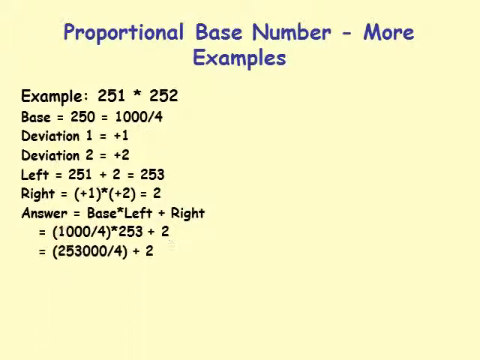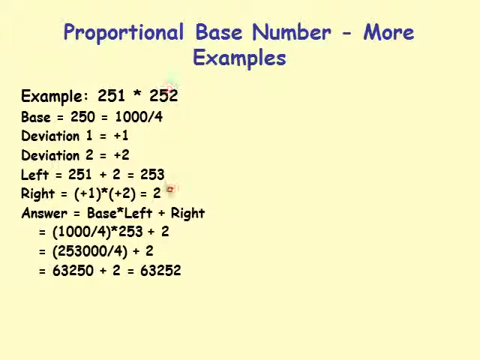This is the base here. So that is 253,000 divided by 4, plus 2. Which is 63,250 plus 2 equals 63,252. So we were able to compute 251 times 252.